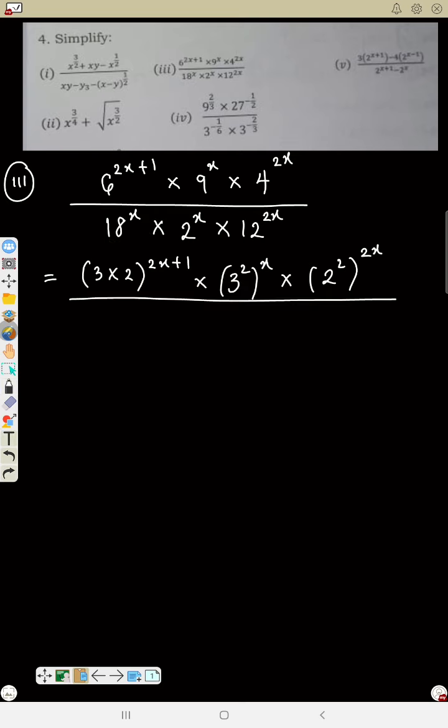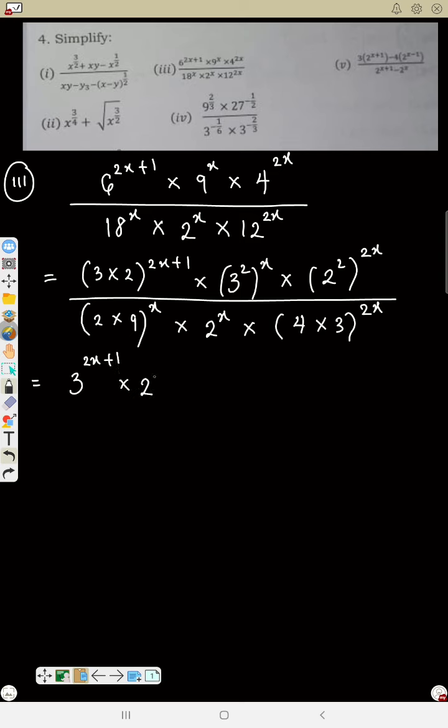18 can be 2 times 9, then raised to power x. 12 can be 4 times 3, then raised to power 2x. Like that. So now the upper one becomes 3 raised to power 2x plus 1 times 2 raised to power 2x plus 1. Why? This 2x plus 1 will affect each power in the bracket.